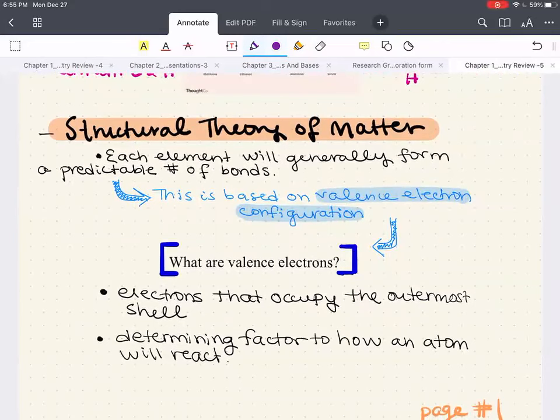Each element will generally form a predictable number of bonds, and this is based on valence electron configuration. But what is valence electron configuration? And even more so, what are valence electrons? Well, valence electrons are the electrons that occupy the outermost shell in an atom. They are the determining factor to how an atom will react and how many bonds it can form.